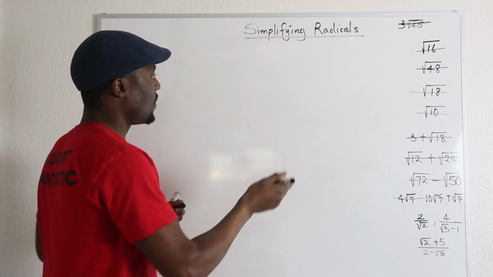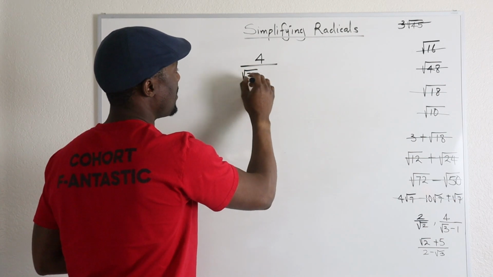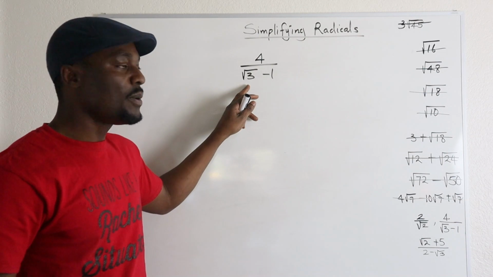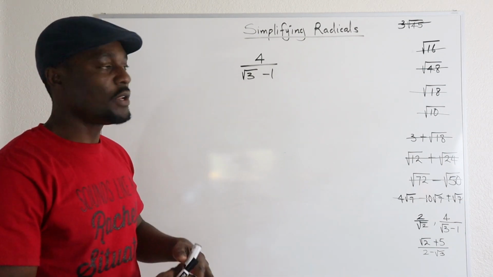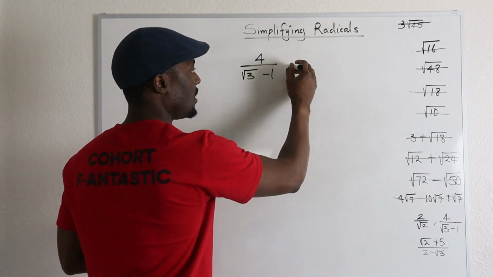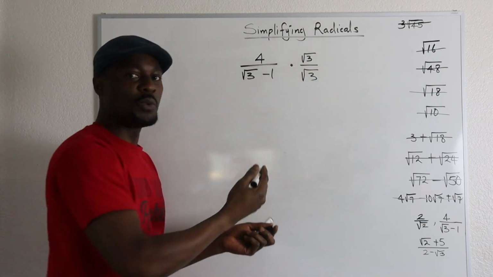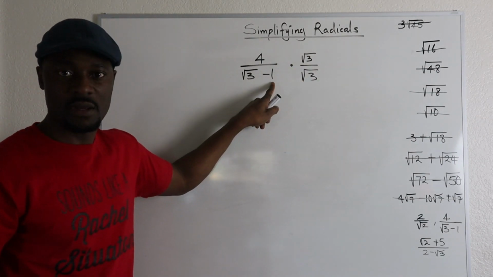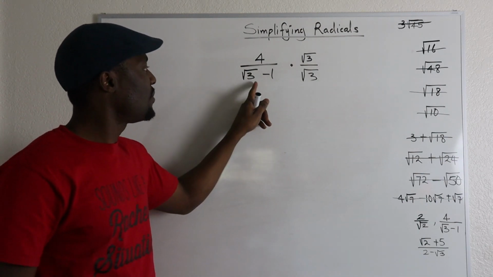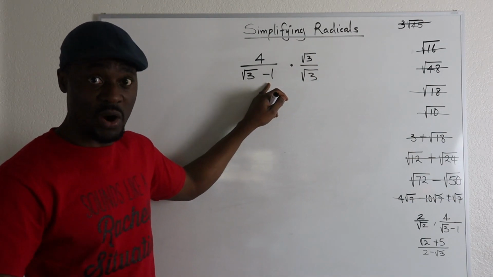The next expression will be 4 divided by rad 3 minus 1. If this rad 3 was here alone, I would just tell you to multiply this by rad 3 over rad 3. That's what you would do if this was alone and this wasn't here. But because this is here, you cannot just go straight and say this is going to be rad 3 over rad 3. What happens to the 1? It's going to create a problem for us.